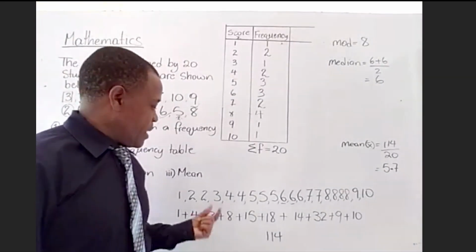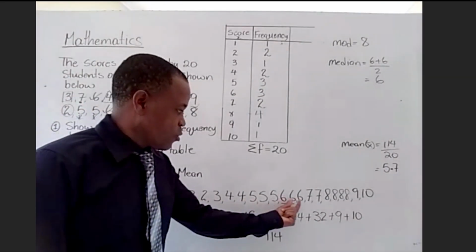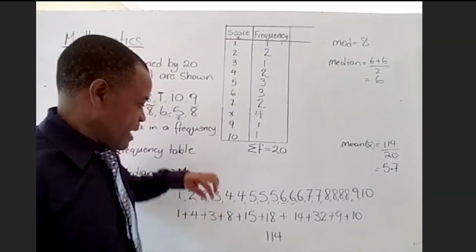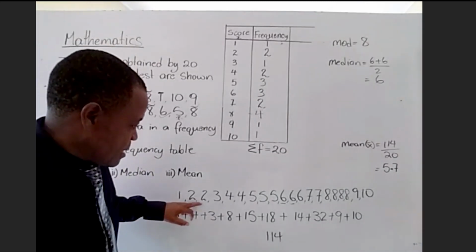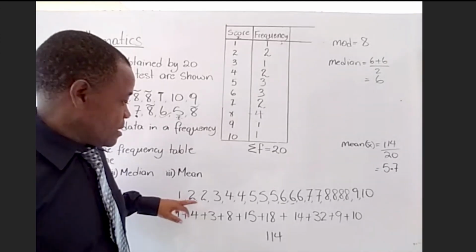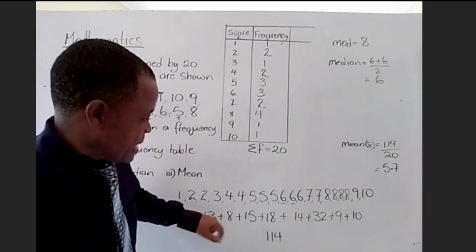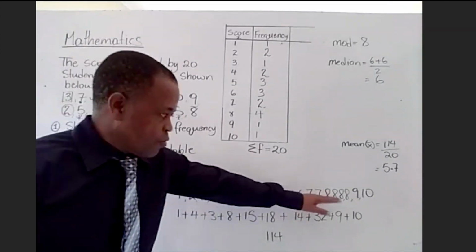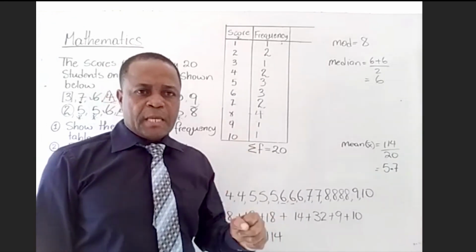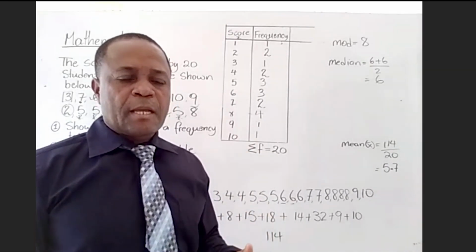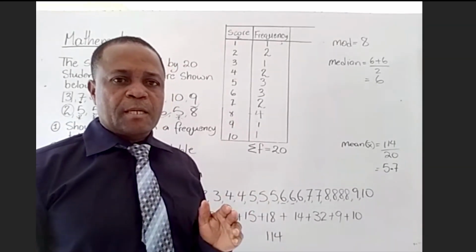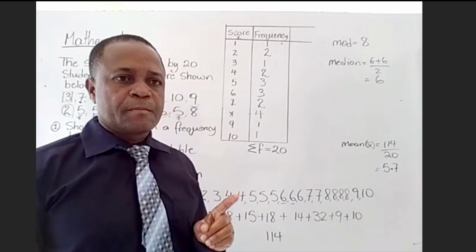Now, notice here, when I add in groups, there's something that is happening. This type of addition is called repeated addition. All the groups that we see there are repeated addition. Now, repeated addition is the same thing as multiplication.